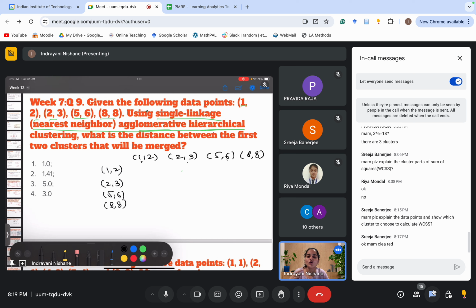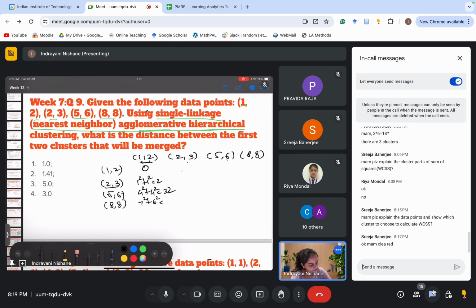So again we will follow the same process. Now the distance between 1, 2 and 1, 2 is 0. The distance between 2, 3 and 1, 2 is 1 square plus 1 square, which is 2. Now here the distance is increasing, right? 4 square plus 4 square, 32. Now 7 square plus 6 square.